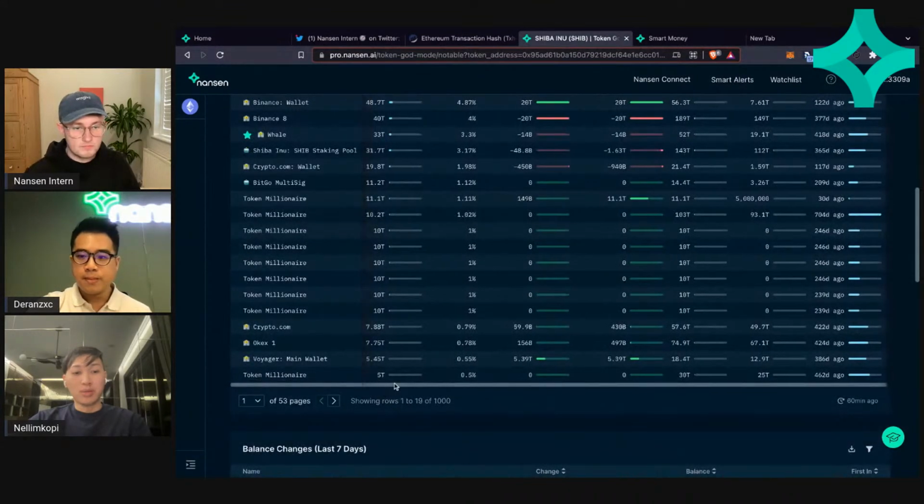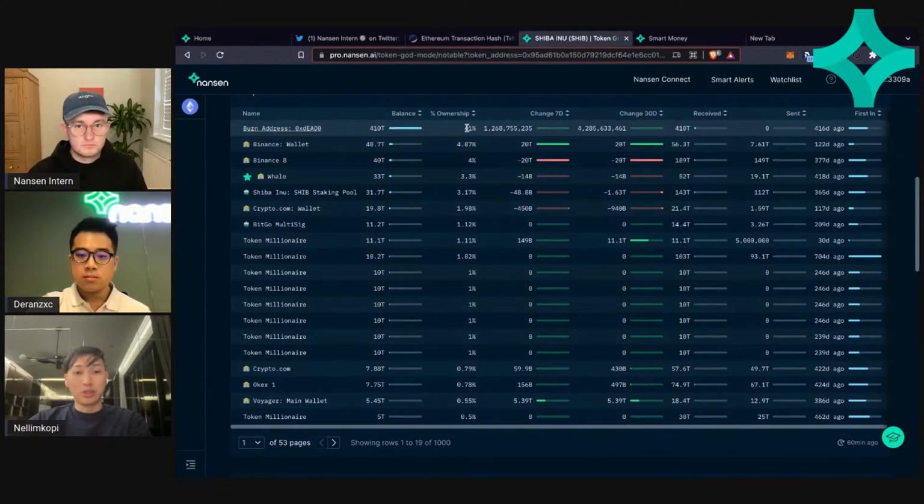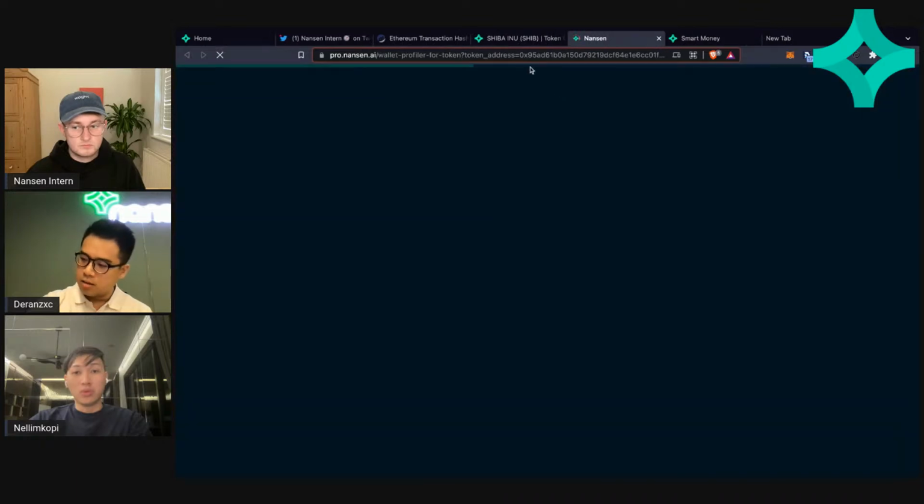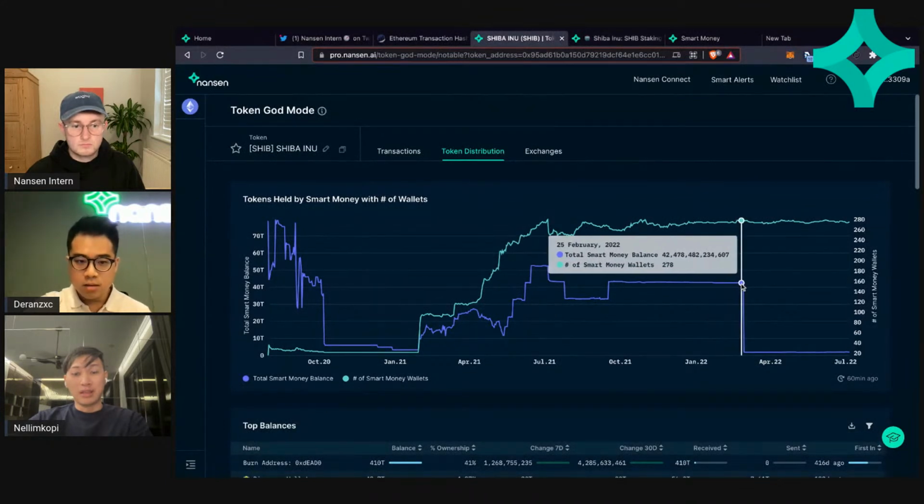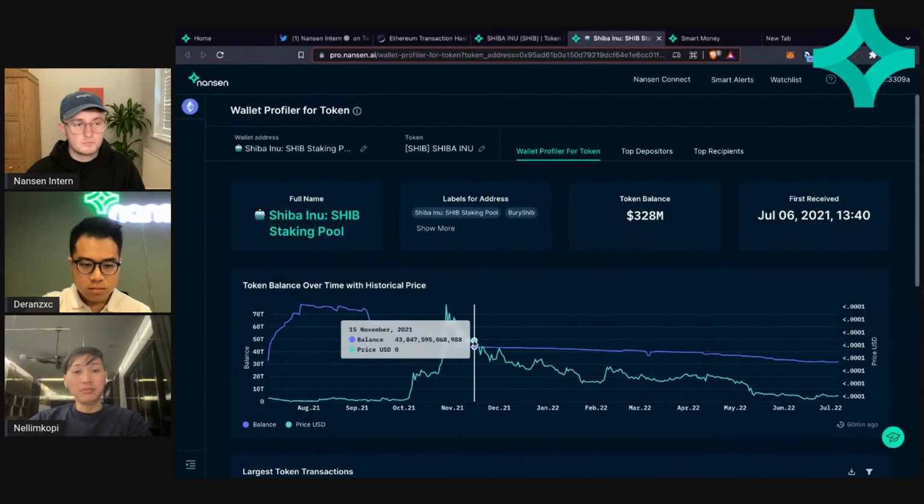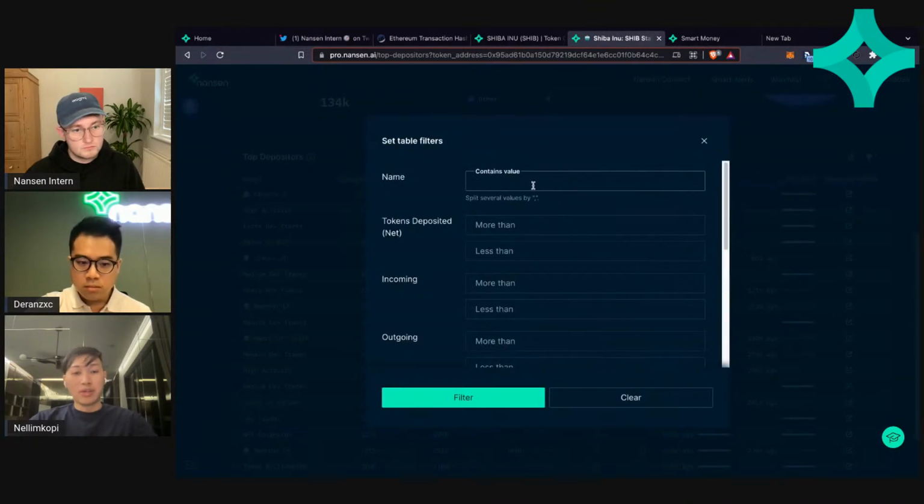Top balances shows you pretty much any wallet, contract, or exchange that is holding a huge supply of a particular token, in this case SHIB. So you can see there is actually a Shiba staking pool. It'd be interesting to look into who was actually staking. Was it the Smart Money that accumulated here? And is most of it staked, or did they actually sell their tokens? So you can look into the wallet profile for token on this particular staking contract, click onto top depositor, and this will show you what the exposure from Smart Money in general is.